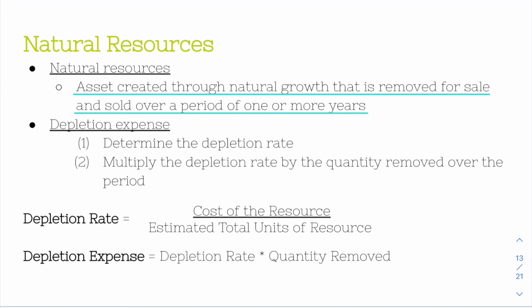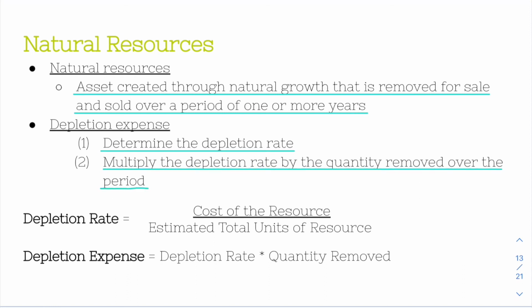Instead of depreciation, we record what's called depletion. So the depletion of natural resources. And depletion expense is calculated in a very similar manner to the units of activity method for depreciation. So what you do, you determine your depletion rate, and then you determine your depletion expense by multiplying the depletion rate by the quantity removed over the period.